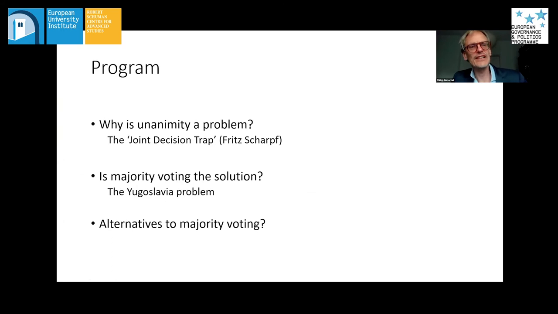I just want to make three points. One is, why is unanimity a problem? And it may be useful to review Fritz Scharpf's concept of joint decision trap here. Secondly, is majority voting the solution? And thirdly, what are alternatives to majority voting?